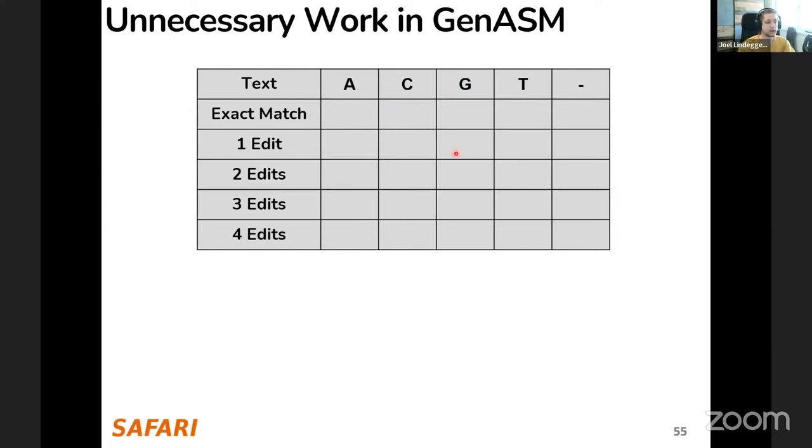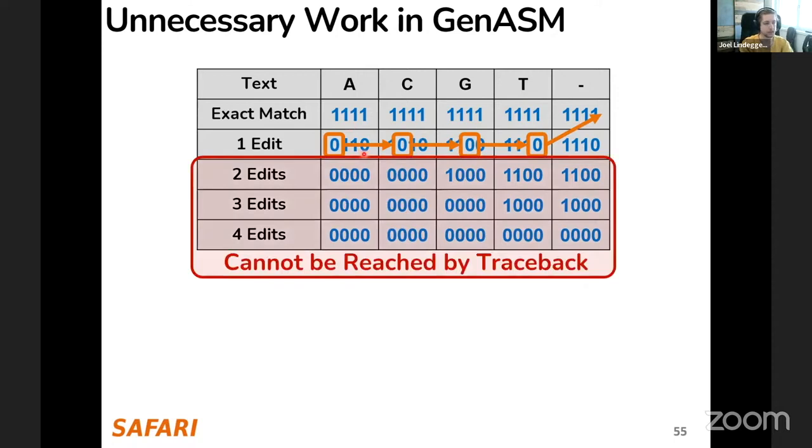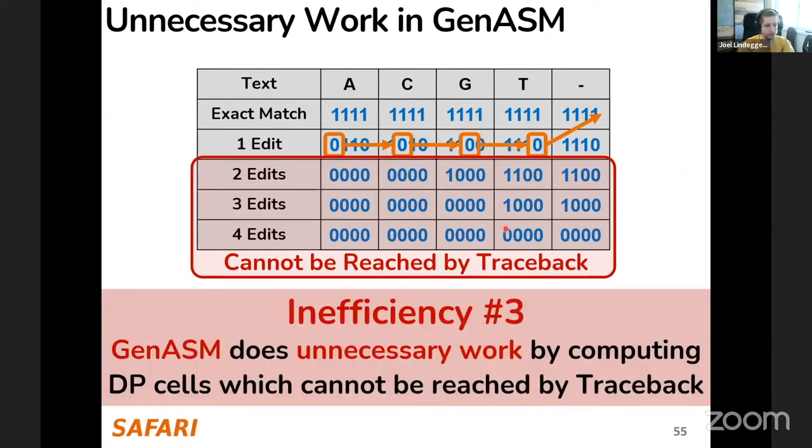So we observed that there's some unnecessary work in GNASM as well. In particular, if we check this table again, the traceback starts from this first 0 in the leftmost column, and we observe that there's a significant range there that cannot be reached by traceback. So we have this first 0, and then from here, traceback only goes to the right and upwards. That's always the case, actually. And if that area cannot be reached by traceback, then we can call this unnecessary work because we're computing it, but just never ever looking at it again.